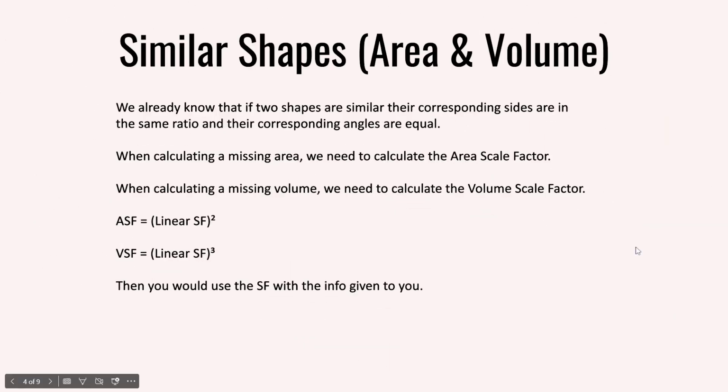As we've already gone through linear similar shapes, we already know that if two shapes are similar, the corresponding sides are in the same ratio and the corresponding angles are equal. When calculating a missing area, we need to calculate the area scale factor. When calculating a missing volume, we need to calculate the volume scale factor.